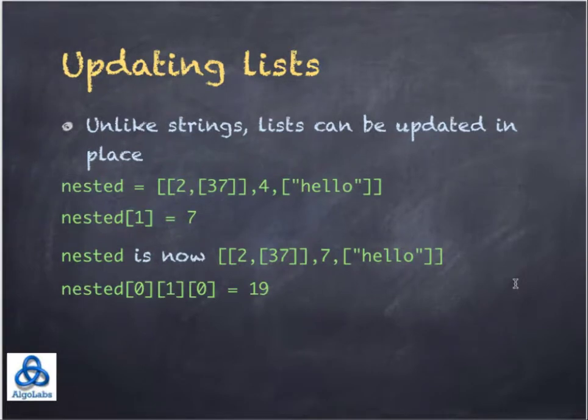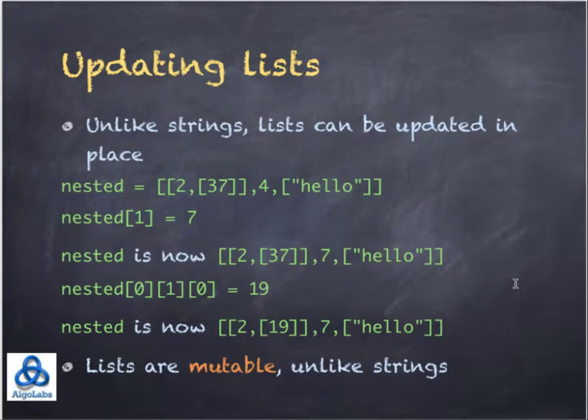We can also do this deep inside a list. So for instance, we can go inside the first position and change the 37 to a 19 by saying nested of 0, 1, 0 is 19. So this says that lists are mutable unlike strings.